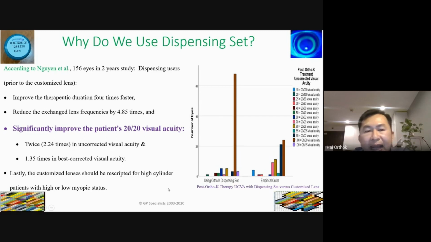And because of that, the practitioners who use the dispensing set prior to customized lens improved the therapeutic visual 20/20 better than the empirical order. And this is not always right. This is right for the market far away from the lab.